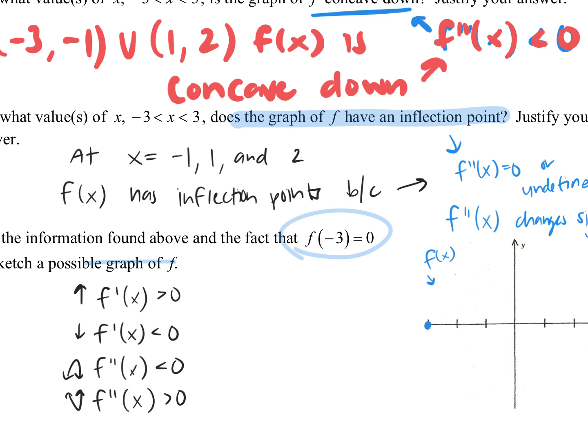I'm going to give you guys about 3-4-ish minutes to try that out. List all those things. Try and draw a sketch. I'd rather have it be totally wrong and you fix it than to just not do anything. So try it out.